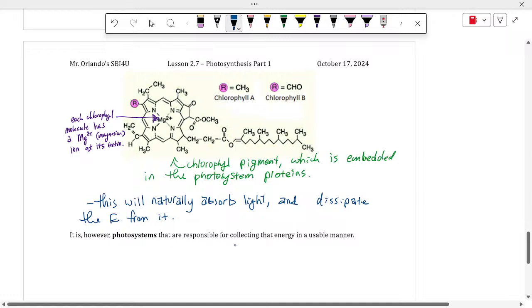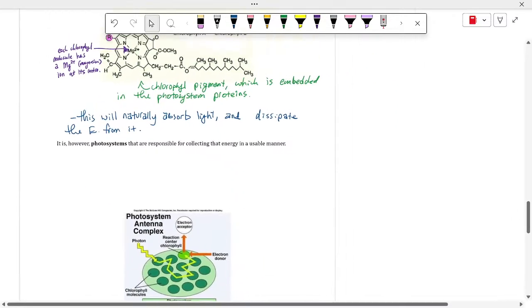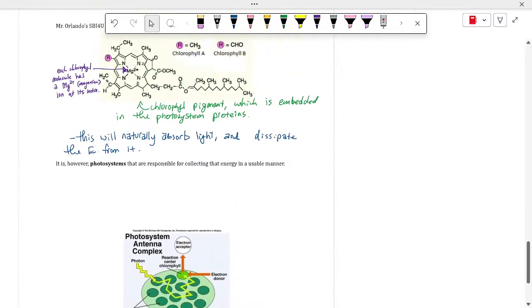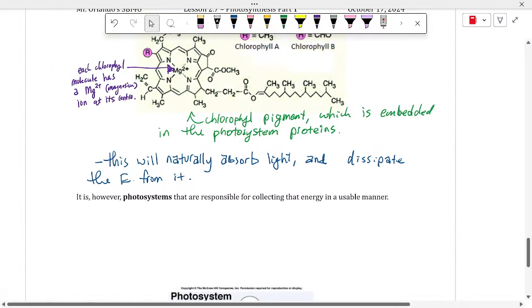But the photosystems are responsible for collecting that energy in a usable manner. Does that make sense? We want to collect that energy in a usable manner, in other words, to build a sugar molecule, right?